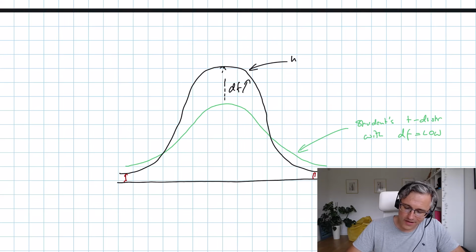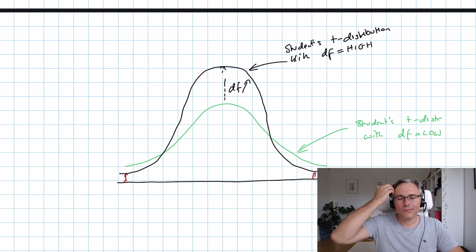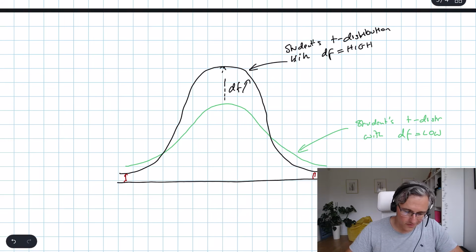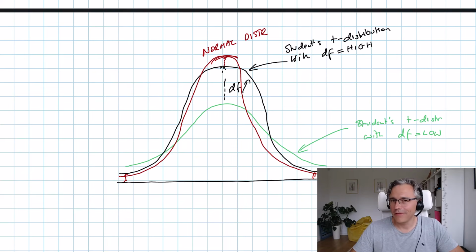This is, once again, a student's t distribution. Look this up on the internet if you want to get a better drawing, with df at a much higher level. The normal distribution has got the finest, the smallest tails of them all. So this would be, let's say, normal. I'm not very happy with the drawing, but it's what you get when the degrees of freedom approach infinity.